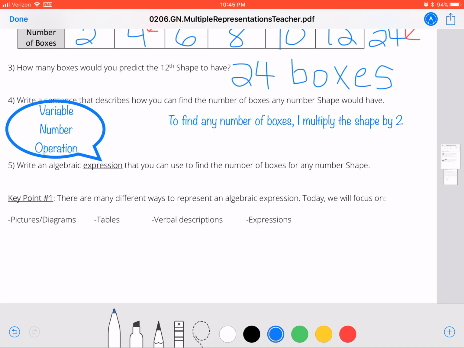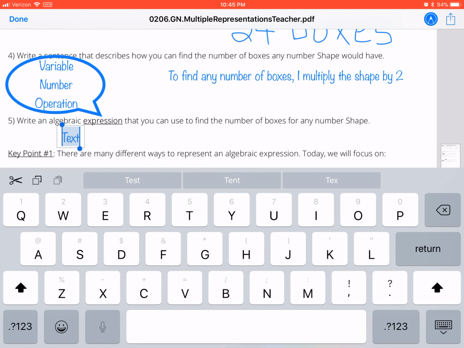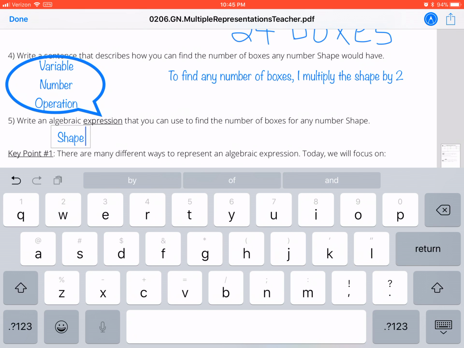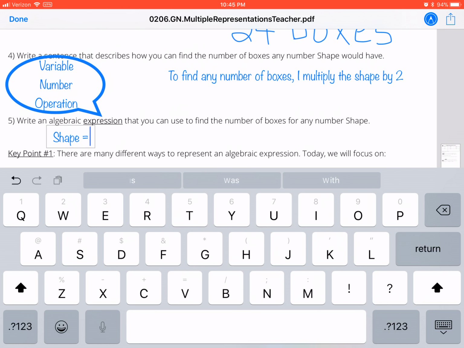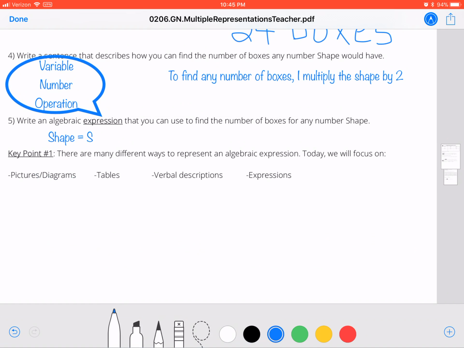In this case, what variable am I given? I am not given one, so I need to declare one. I need to write it out. For shape, what letter makes the most sense? I'm going to go with shape is equal to the letter S. Keep things simple. So far, I have my variable. What is my number that I need? Let me check off my variable. Check. I also need a number, so I have S, and each time I was multiplying by 2, so 2 with a multiplication symbol between them.